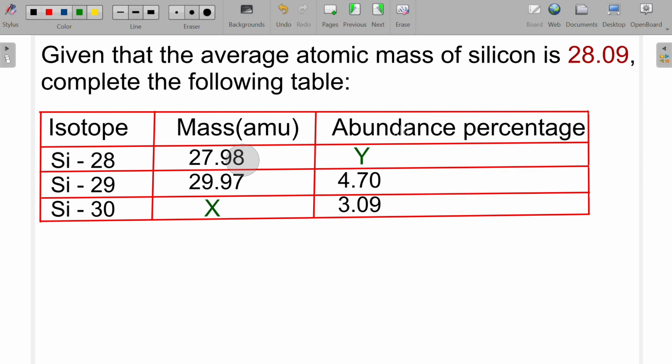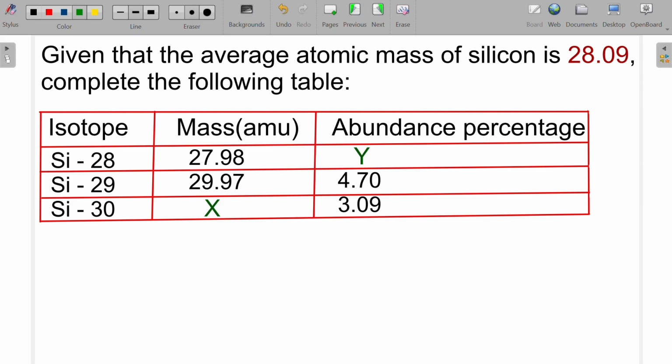Now we have two values that are missing. On the masses, we have a value that is missing for silicon 30, and on the percentage abundances, we have a value that is missing and is represented by Y. So in short, we are looking for the values of Y and X in this question. We're going to start with finding the value of Y. So how do we find the value of Y?